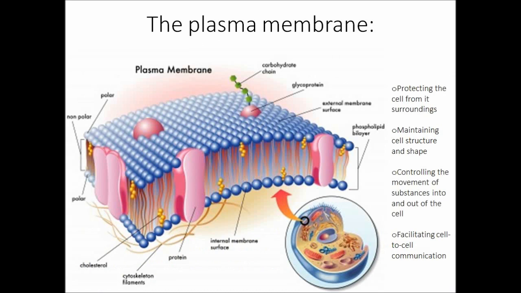But of course, where would we be without an excellent picture of our plasma membrane here in a lovely diagram that I've again ripped probably from Google Images. On the side here, you'll see the four main functions we described the plasma membrane as having: it protects the cell from its surroundings, it maintains cell structure and shape, it controls some of the movement of substances in or out of the cell, and it facilitates this cell-to-cell communication.